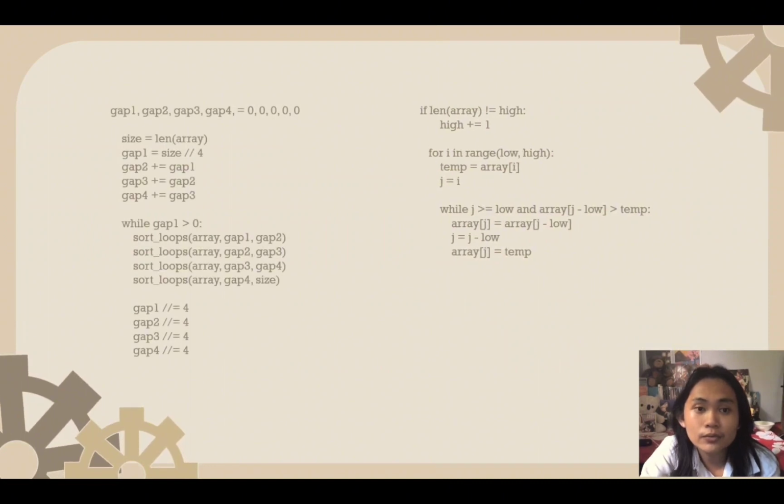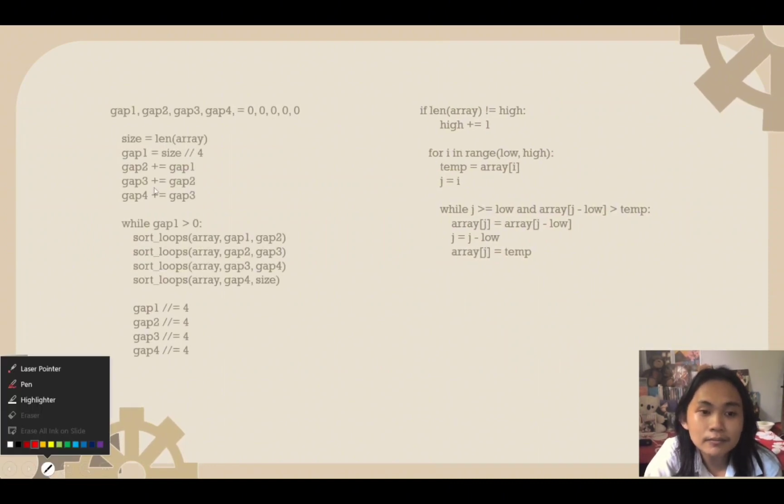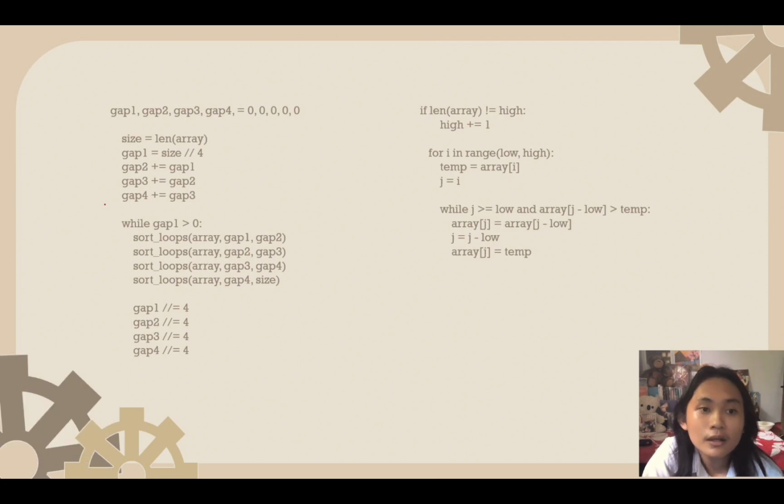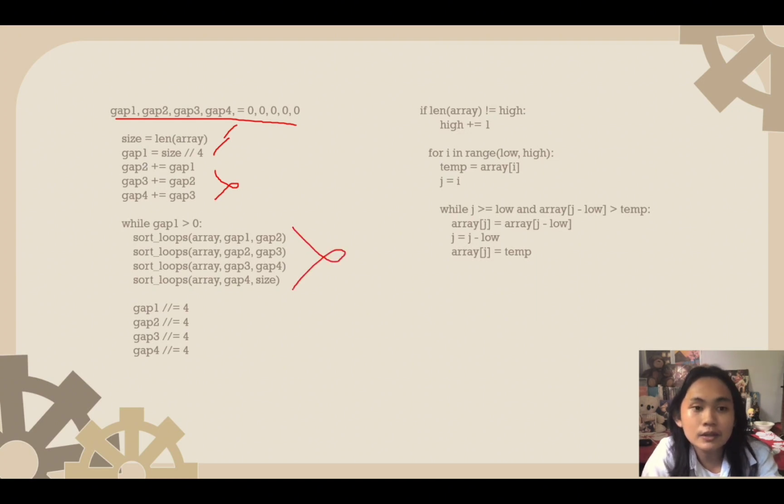Here's our pseudocode. As you can see, we first equate all the gaps to 0. Then, the size is equal to the length of the array, and gap 1 is equal to size floor divided by 4. And then we equate all of that for the rest of the gaps. Then we run the outermost loop, the while loop. Until the gap is less than or equal to 0, it will keep repeating these 4 different functions, which is this one.